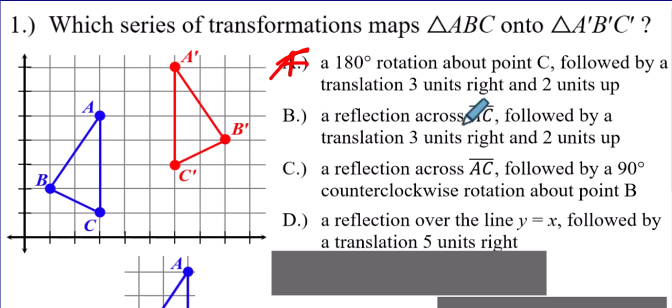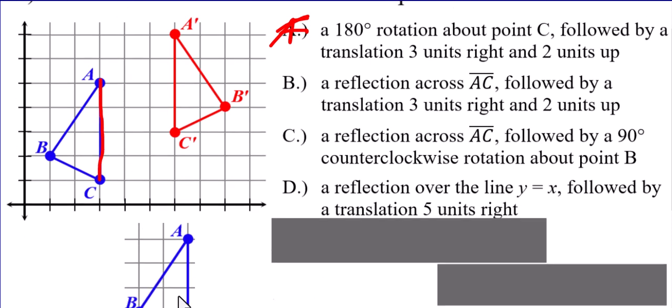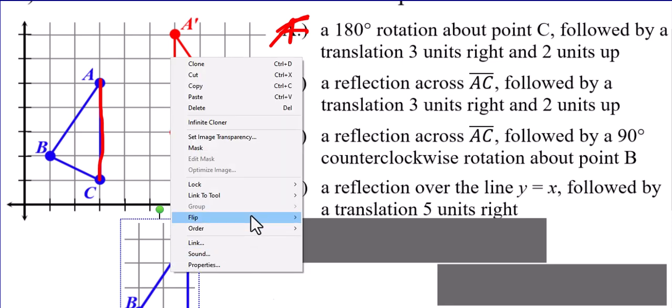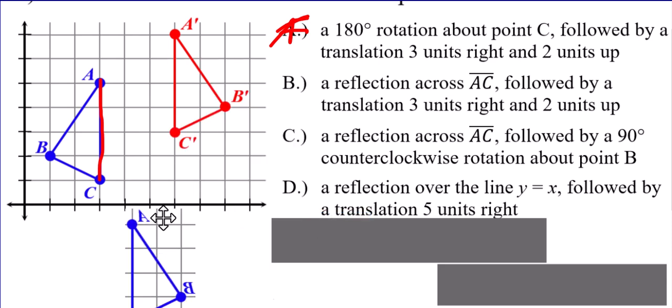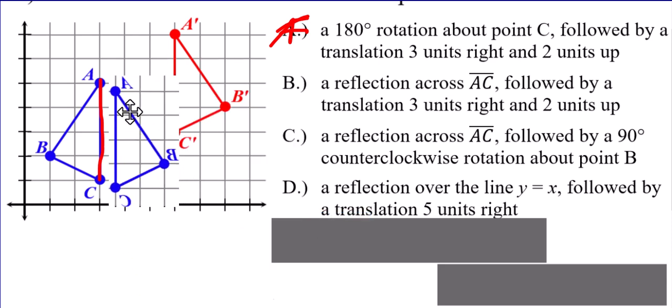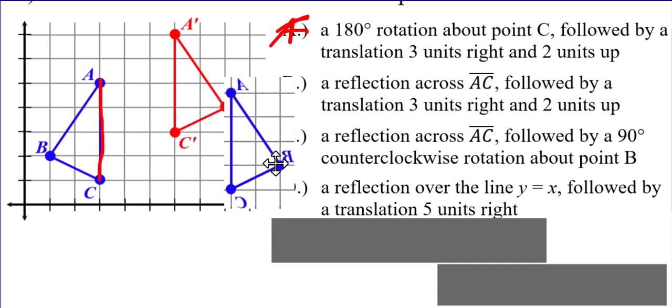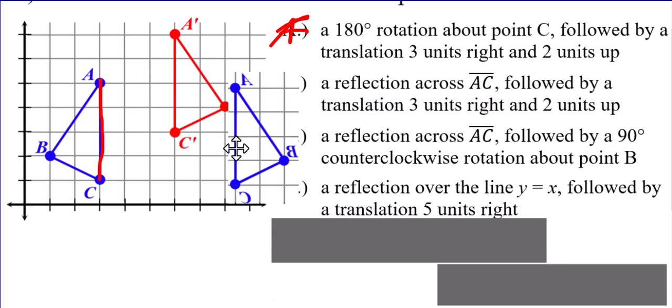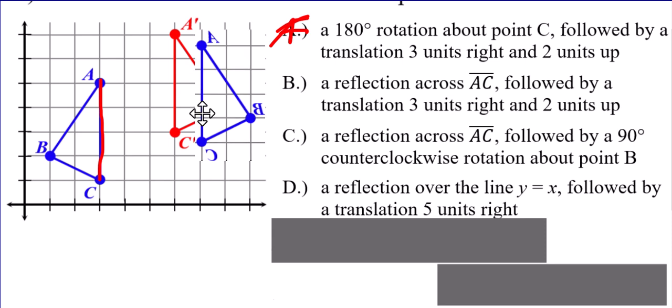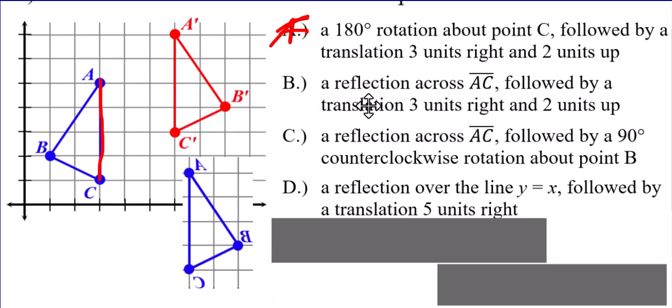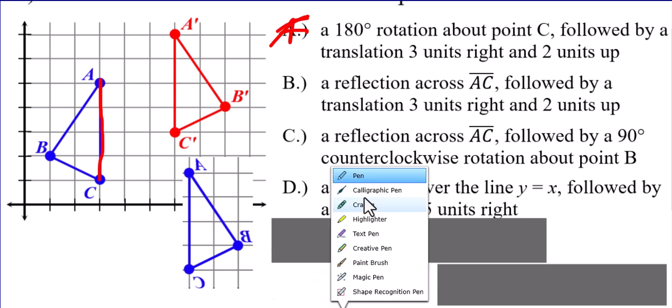Is it choice B? A reflection across line AC, line segment AC. Well, that's this line here. If I reflect it across that line, it's going to look like this. Now, forgive me, the way I did this here with technology, my letters are also reversed. But yes, A prime, B prime, C prime does appear to have that orientation. So what else does it say? A translation 3 units to the right and 2 units up. So let me use my highlighter here.